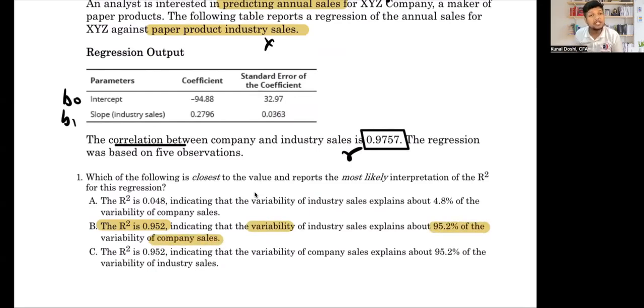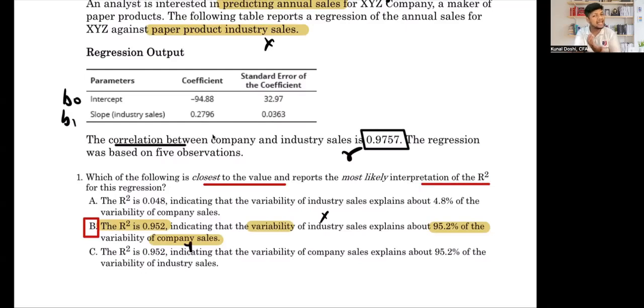So out of the company's total variability, 95.2% is explained by the industry. Industry is my X, company is my Y. The answer is D. They have asked what is the closest to the value reported for R square and the interpretation of R square. Understood?